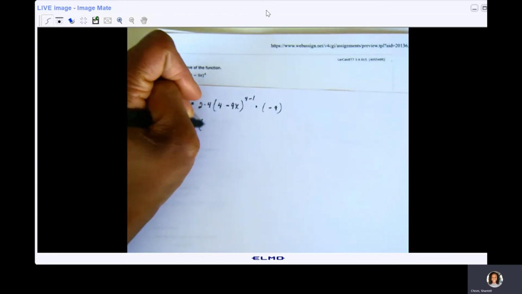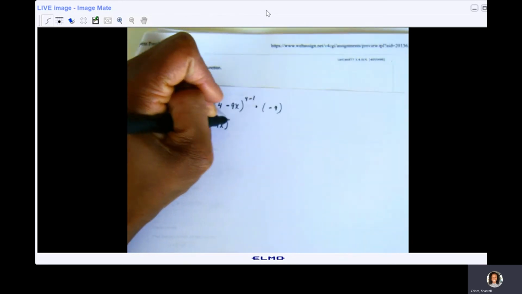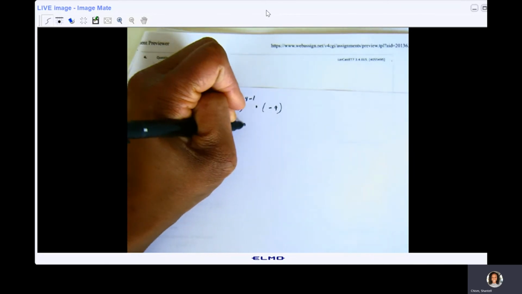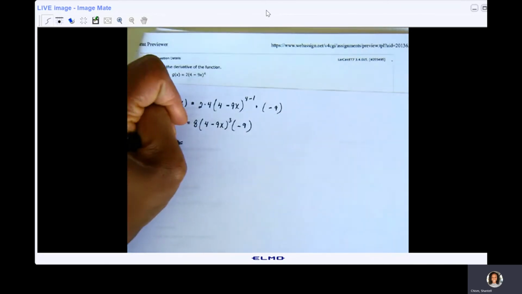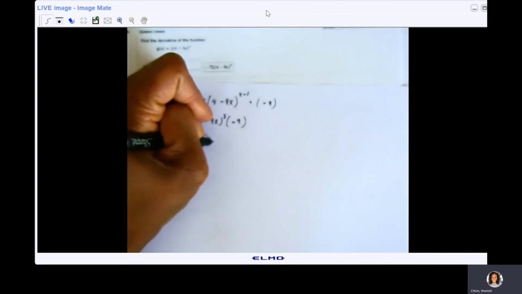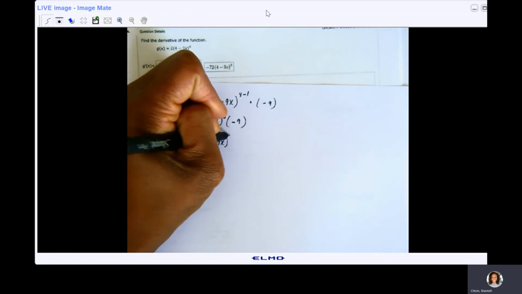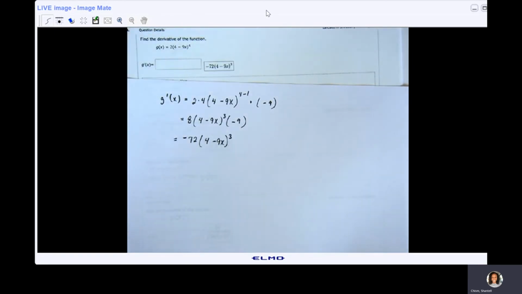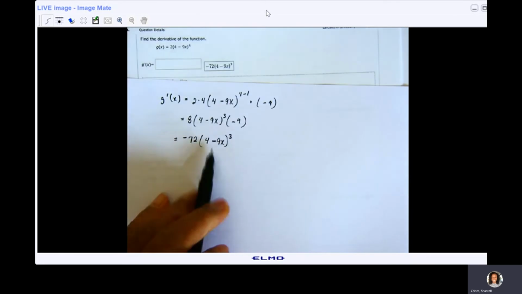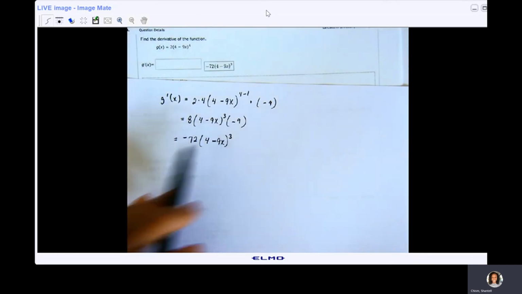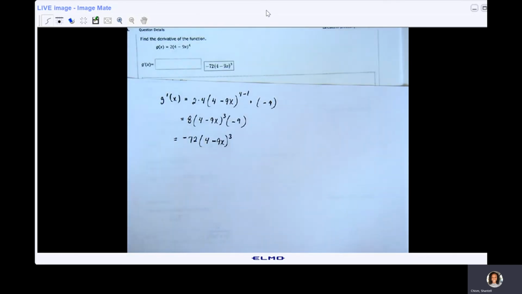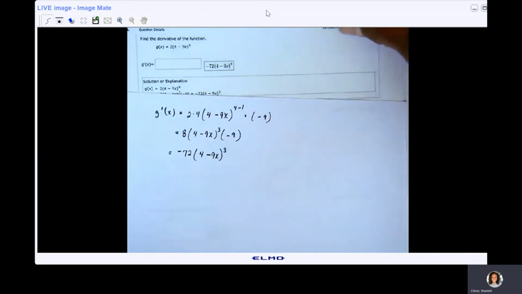So this is 8. And then you've got 4 minus 9x to the third power times negative 9. Go ahead and multiply the 8 and the 9 together, and you've got a negative 72 times 4 minus 9x to the third power. And notice that they left it. You do not have to expand that out. You do not have to FOIL and simplify that all the way out. Leave that answer as is. You find the derivative.